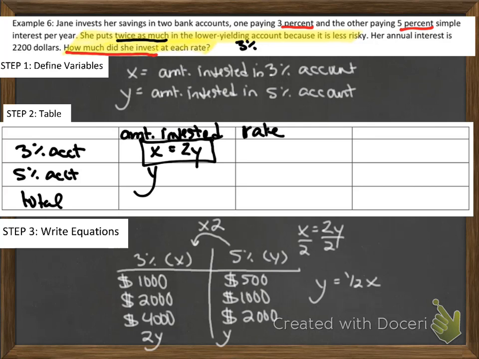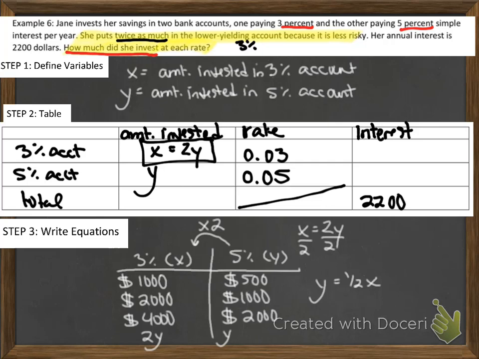Okay. So we have the amount invested, then we need to know the rate at which everything was invested, and that's given to us. We know that this is 3%. We know that this is 5%. Okay, and of course we could add them, but that's not really going to give us any other information. Going back up here to the word problem, the only information we've not used yet is the $2,200. That is the total amount of interest that she's earned. So that's the $2,200 right here. Again, we can multiply across to fill in these boxes. So this is 0.03x, and this is 0.05y.